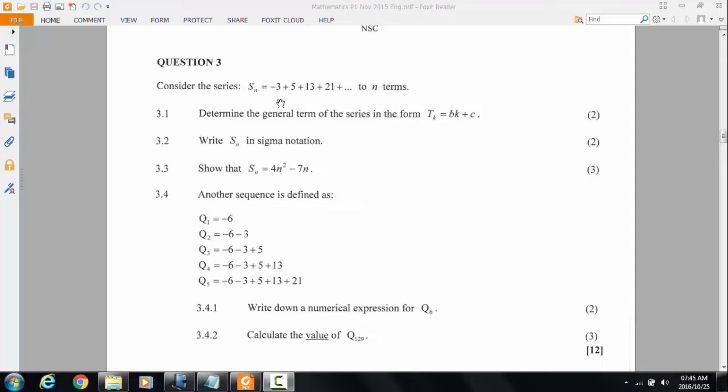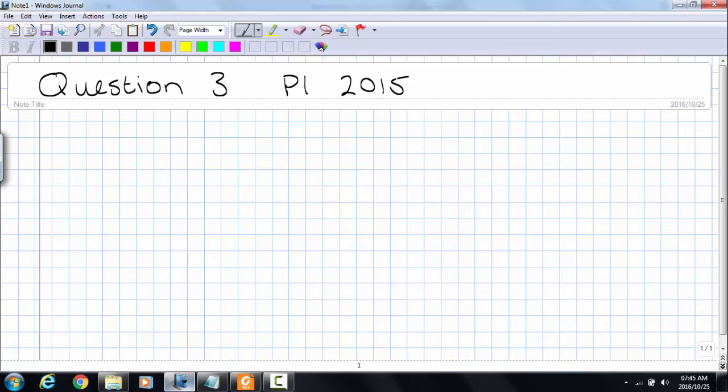Okay, so you can see the common difference is 8, so between negative 3 and 5, that's 8, 5 and 13 is 8, 13, 21 is 8, so on and so forth. Determine the general term, then I want to write in sigma notation, and then show that Sn is equal to that. Okay, so let's get started.